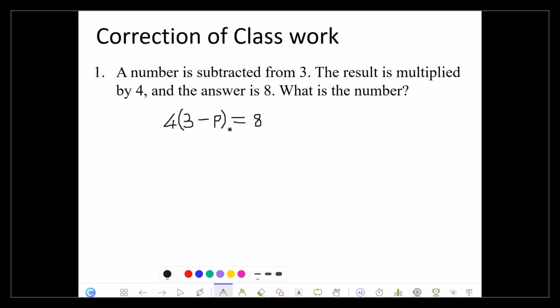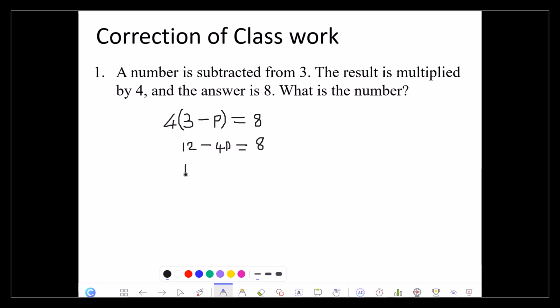So by understanding how to get the mathematical statement, you can get the answer to this. To solve this, you remove the bracket by doing 4 multiplied by 3, then 4 multiplied by P, which will end up having 12 minus 4P. By the time you get your 4P equals to 8, you will now collect your like terms. You can collect like terms by taking the term that does not have P to one side, or you take the term with P to the other side.